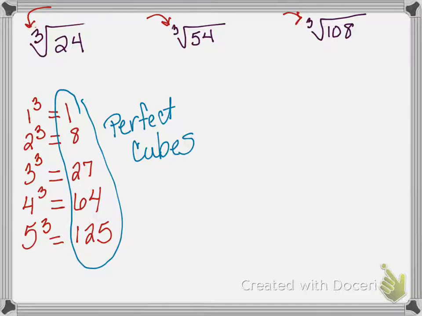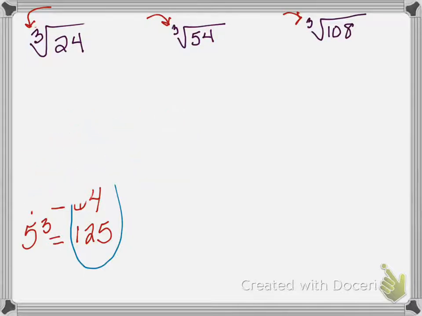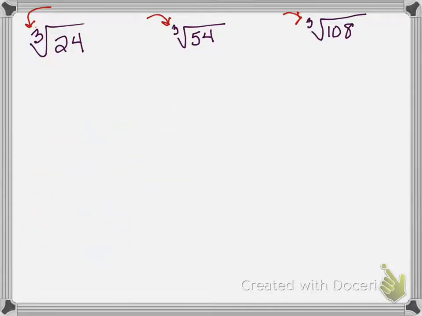Okay? Do you have your cubes written down? Can I erase those? Okay. So, the first method that we are going to talk about for finding the cubed root of 24 is using prime factorization. Okay? Prime factorization. That's going to be our first method.